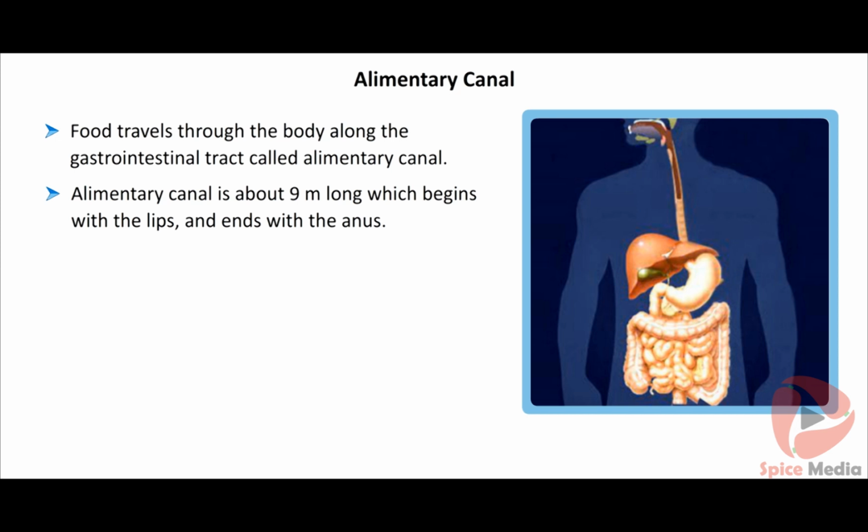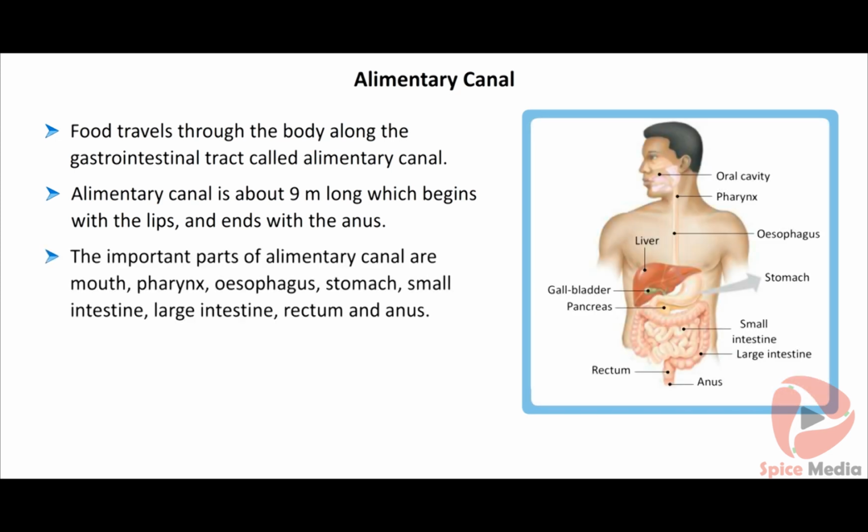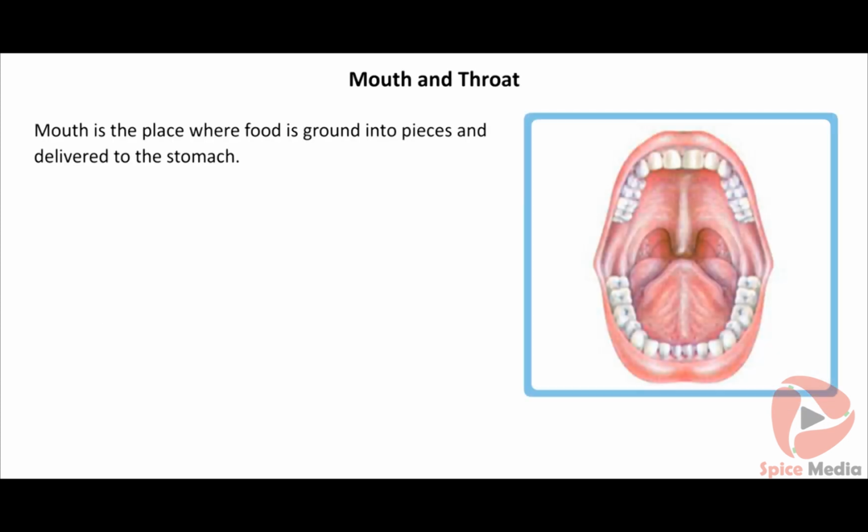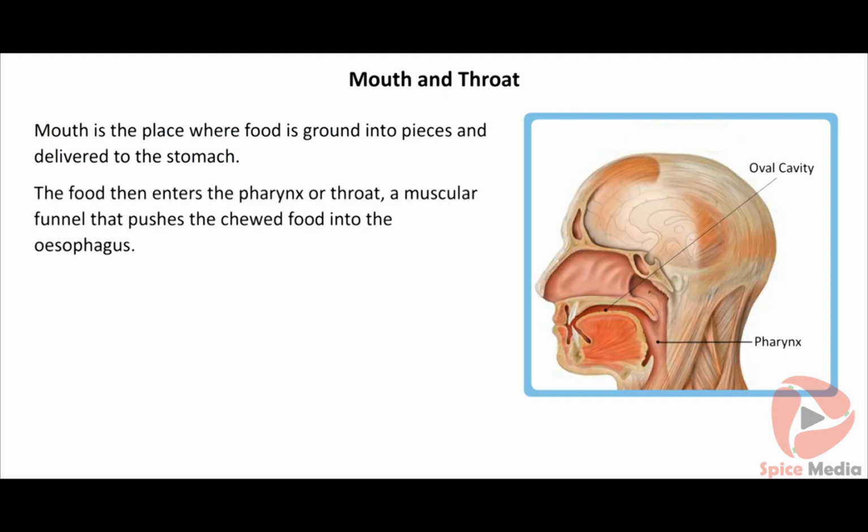Food travels through the body along the gastrointestinal tract called the alimentary canal. The alimentary canal is a tube that is about 9 meters long, which begins with the lips where food enters the body and ends with the anus where solid wastes are expelled. The important parts of the alimentary canal are the mouth, pharynx, esophagus, stomach, small intestine, large intestine, rectum and anus.